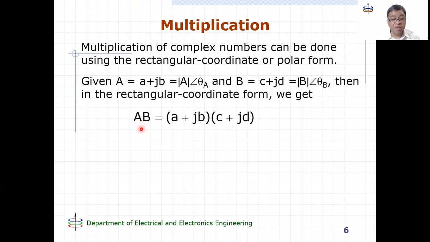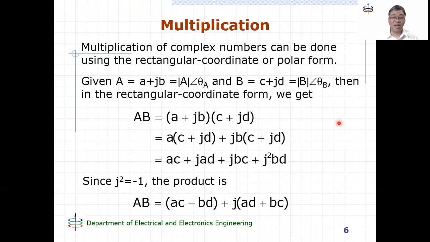Again, the product AB is simply equal to A plus JB multiplied by C plus JD. Of course, you know the maths here. You can simply distribute this together, and you have this long expression for the product of A times B. But wait, we have a J squared here. By definition, J is equal to the square root of -1. Therefore, J squared is equal to -1. So this component here is actually a real component. AC and BD are both real components here. JAD and JBC are both imaginary components here.